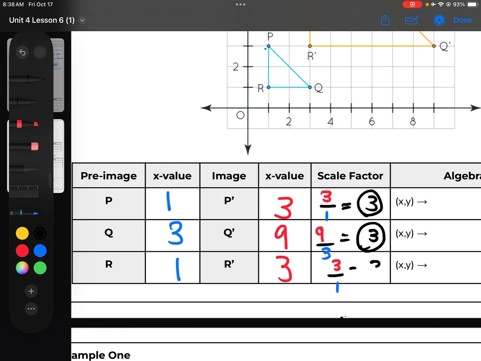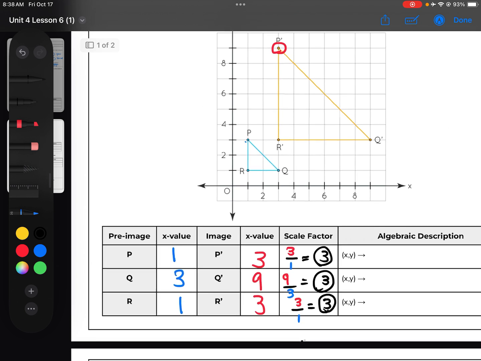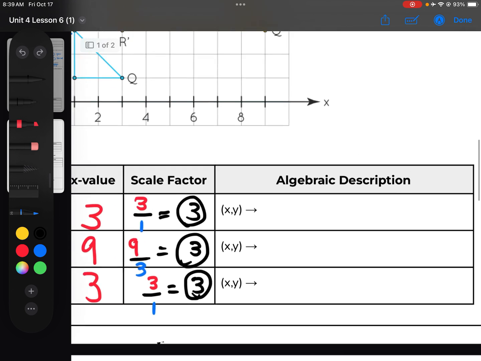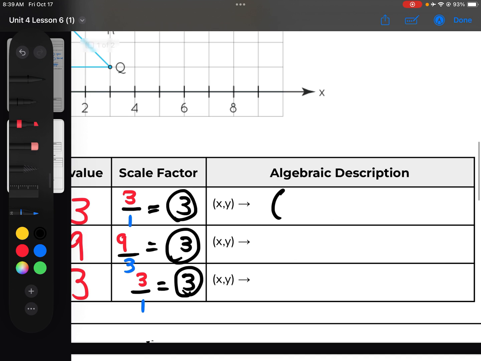Now remember, if that scale factor is a number that is larger than 1, that means your shape is growing. And you can easily see here that the blue triangle became 3 times bigger and turned into the orange triangle. The algebraic description for this is going to take your x and y coordinate, and all it's going to do is multiply both coordinates by the scale factor. So the scale factor here is 3. So you have 3x, 3y.